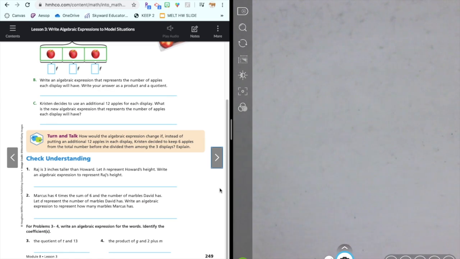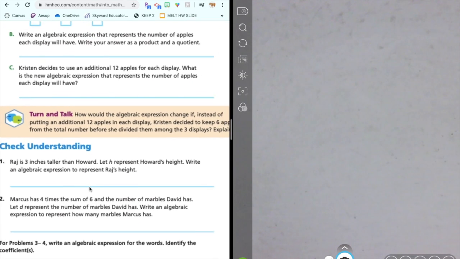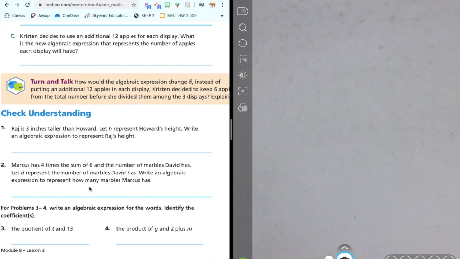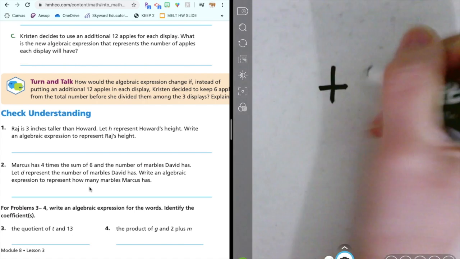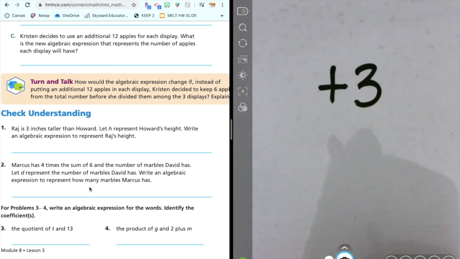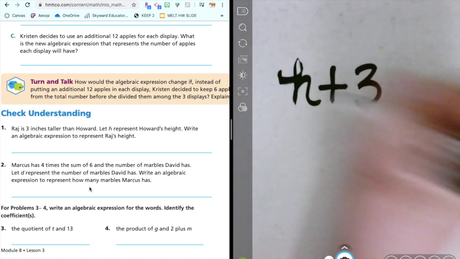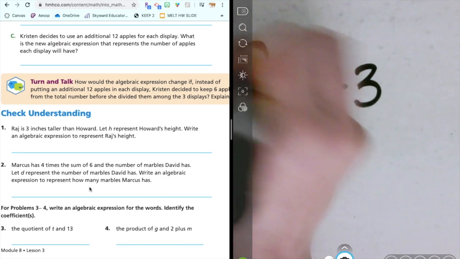I want you to look at it. Number 1, it says, Raj is 3 inches taller than Howard. Let H represent Howard's height. Write an algebraic expression to represent Raj's height. Go ahead and pause and do this on your paper, and then press play when you want to go over it. All right, so Raj is 3 inches taller than Howard. 3 inches taller, so he is bigger, so we had to add 3. How tall is Howard? We don't know. He's just H. Okay, so that was the first one.